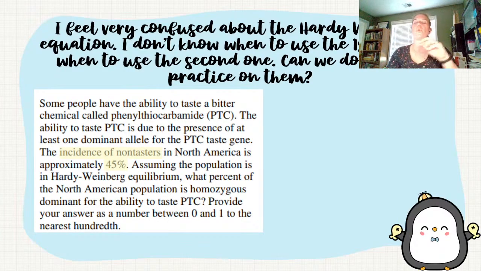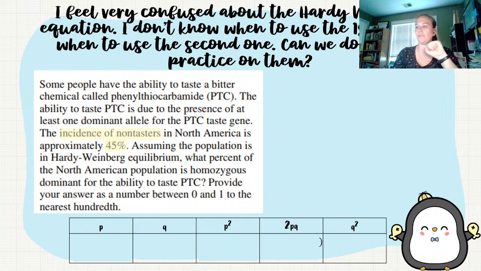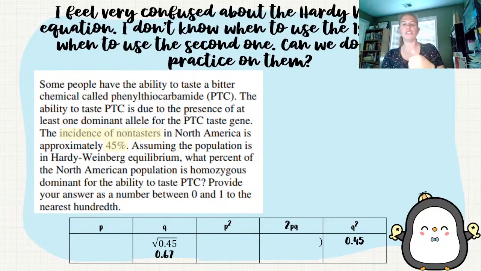Okay. So what have I been given? I've been given the percent of non-tasters. I do not have the number of homozygous dominant. I do not have the number of heterozygous. All I have is homozygous recessive. So I'm going to use my Hardy-Weinberg equation. I use my little chart, and since the 45% is my q squared, I fill in q squared. And then we did this before. To get from q squared to q, we're going to, everybody now, do the square root. So the square root of 0.45 will give us 0.67.